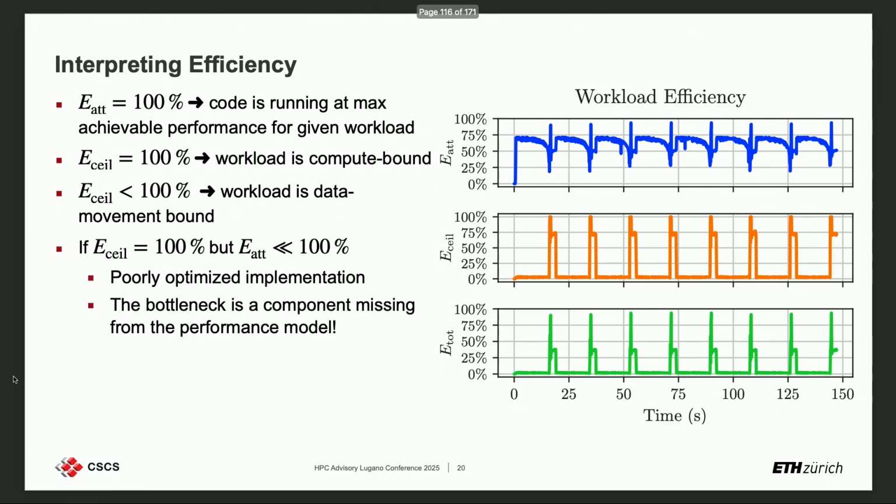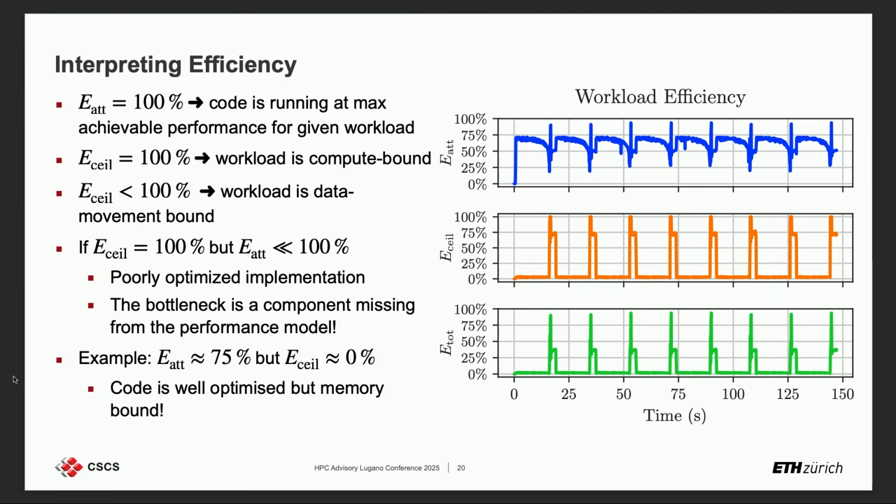And what can happen is that you have a very high ceiling efficiency, so your workload is compute bound, but your attainable efficiency is very low. In that case, there are two intuitive explanations for this. Either your code is poorly optimized, and it's just not running well for whatever reason in terms of the actual implementation of your workload, or the bottleneck is simply something that you're not modeling or not taking into account. So for example, in this case, we're taking into account NVLink and memory bandwidth only, and maybe the bottleneck is something that goes on in the network, and you don't see that, so that's what's actually imposing a constraint on performance.